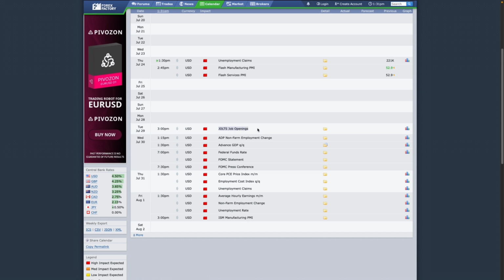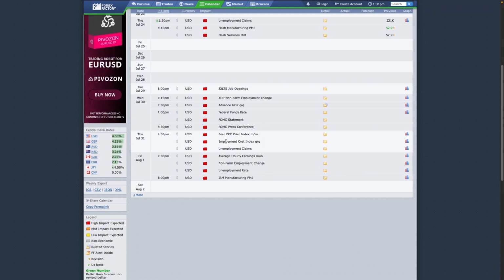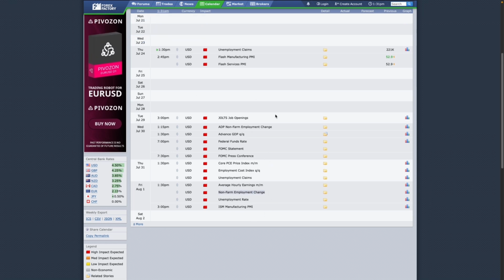As you can see, we've got JOLTS on Tuesday, we've got the Fed funds rate, which is extremely important. We want to know whether or not the Fed cut. If they don't cut, we want to see what happens in the press conference as to why they haven't cut. Then on Thursday we've got PCE, which is also really important, and then on Friday to end it we've got non-farm payroll. So this week is probably going to be a week where there's a lot of volatility. If you do trade, I would say just try and trade with a smaller lot size.